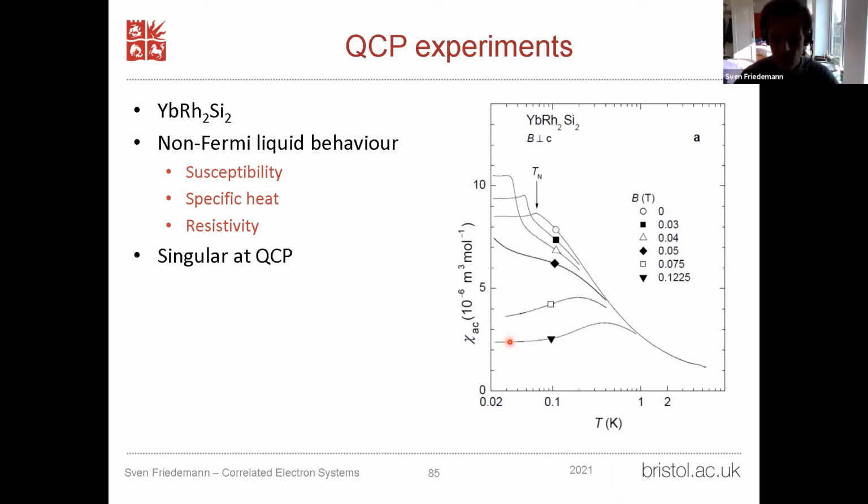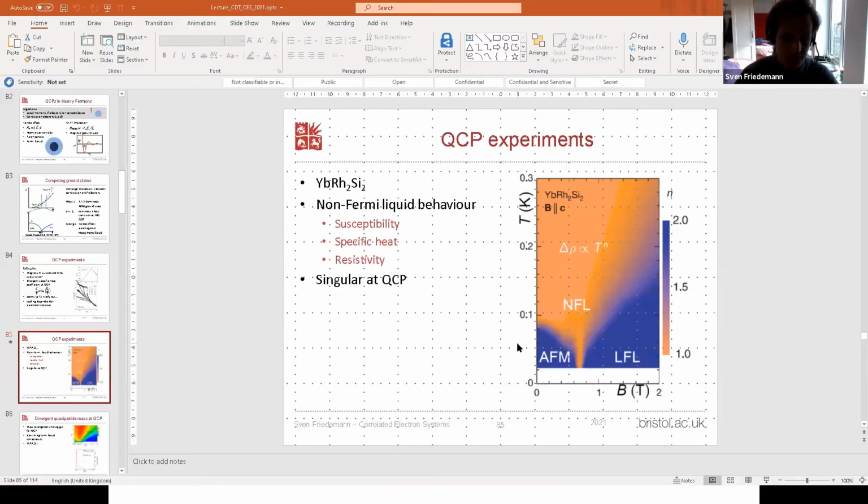Again, that signifies, because this constant value here is the so-called Pauli susceptibility, which is constant and proportional to the density of states. So it signifies that the density of states is dropping, or the effective mass is dropping. We're getting towards less heavy quasiparticles.